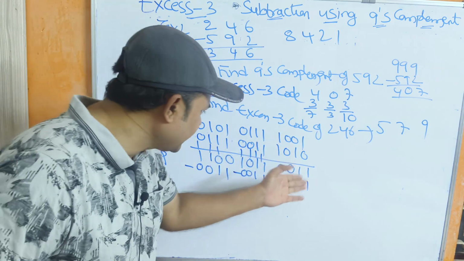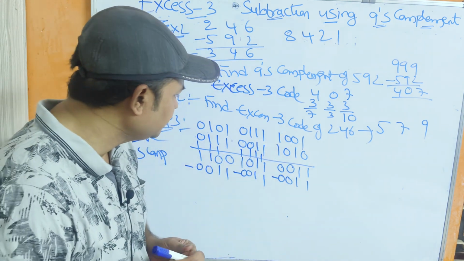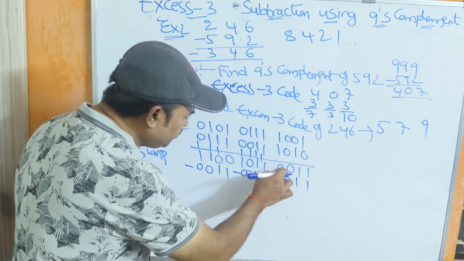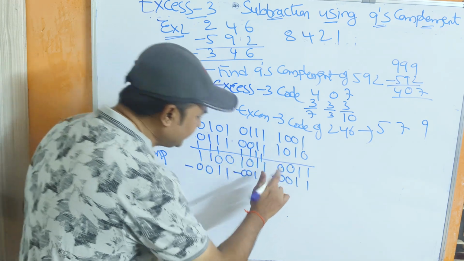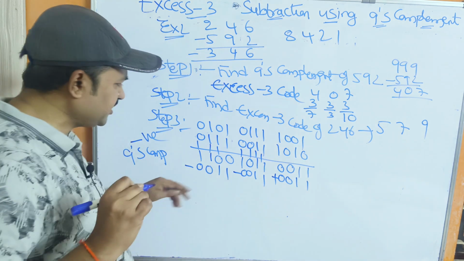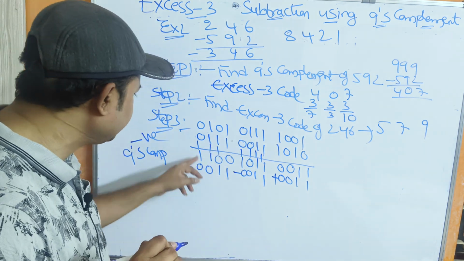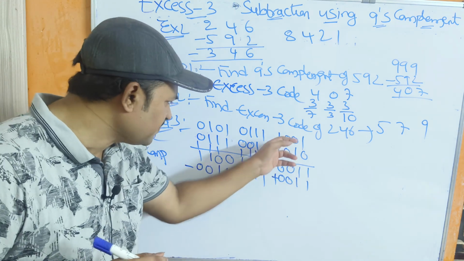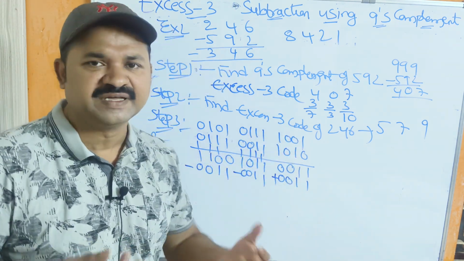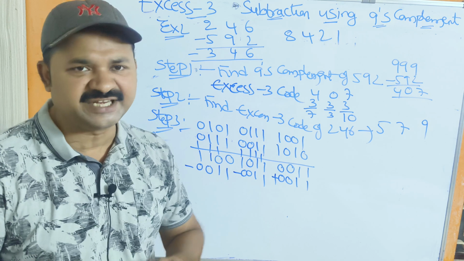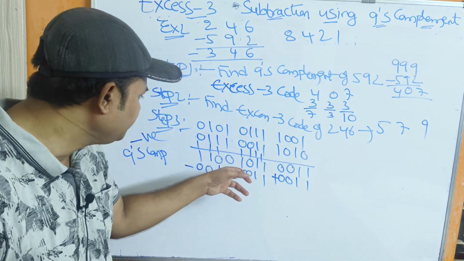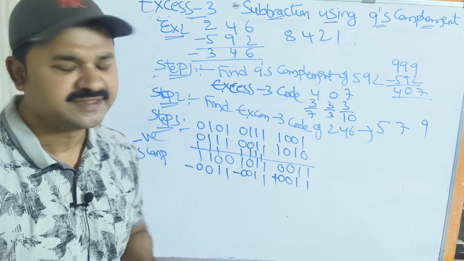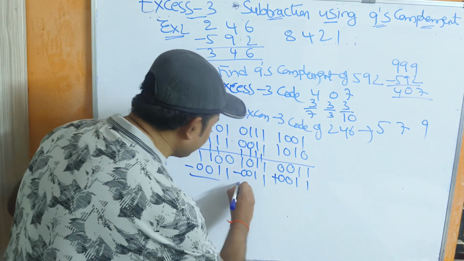If a group generates a carry, then you add 3. If you take this one, 1 plus 1 means 0 with a carry 1. This group generated the carry, so we have to add 3 to it. Whereas this group doesn't generate the carry. If the most significant bit of a group generates a carry, then you add 3 to it. If it doesn't generate the carry, then subtract 3 from it. So directly do the subtraction.